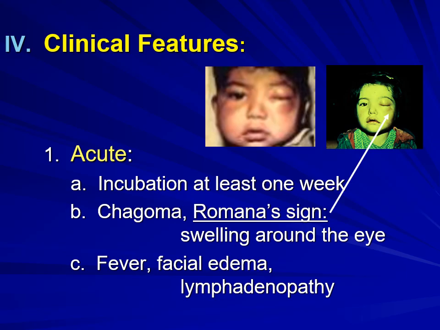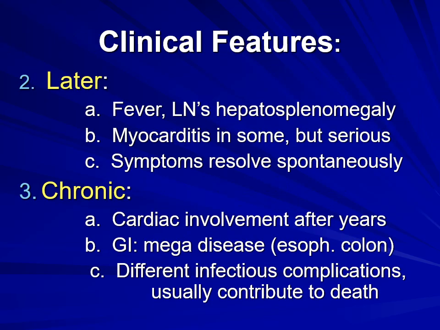the chagoma or Romaña sign, swelling around the eye, and this is also associated with some fevers, facial edema, and local lymphadenopathy or enlargement of lymph glands. Clinical features: later it produces fever, lymph node enlargement, hepatosplenomegaly, myocarditis in some cases, but it can be serious, and the symptoms resolve spontaneously. Why the myocarditis?